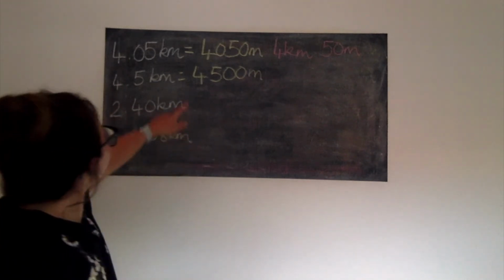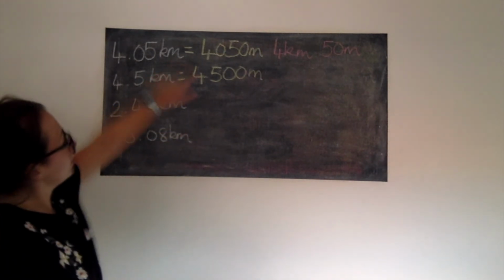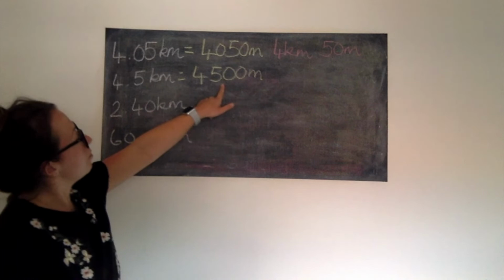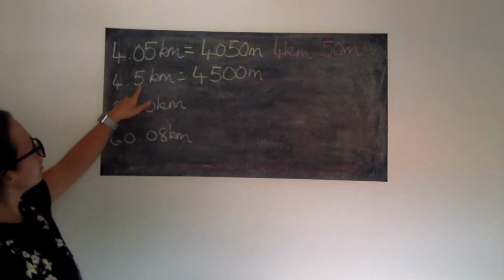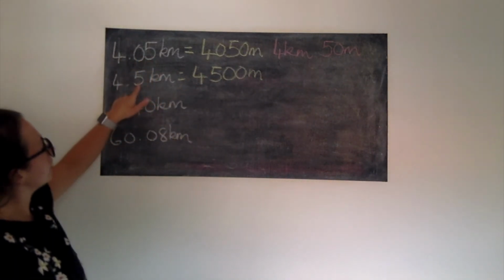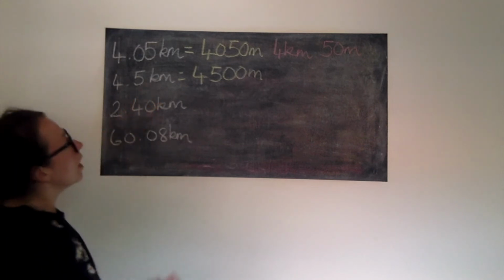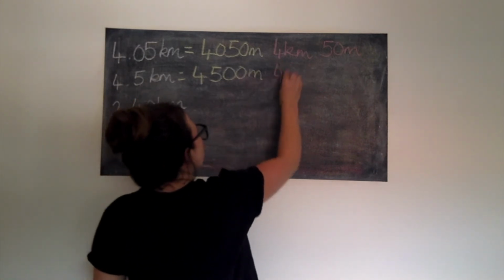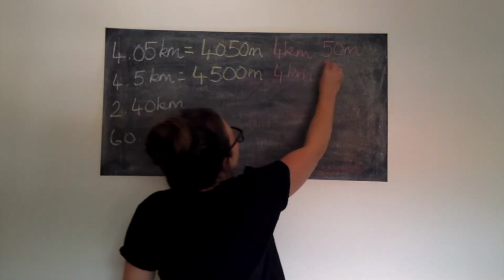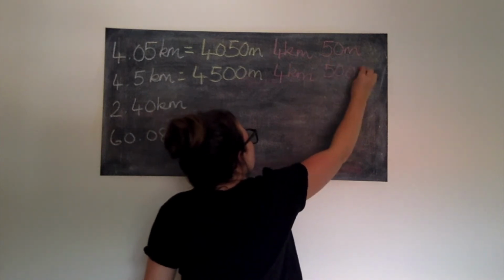And we can see that that then is bigger than, that 50 is bigger than our 500, which is here. Look, it's moved one place to the left, it's much bigger than that, okay? And then as kilometres and metres, it's 4 kilometres and 500 metres.